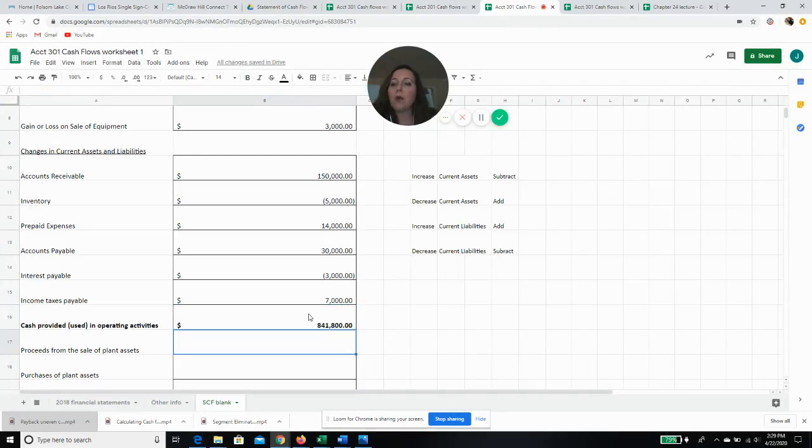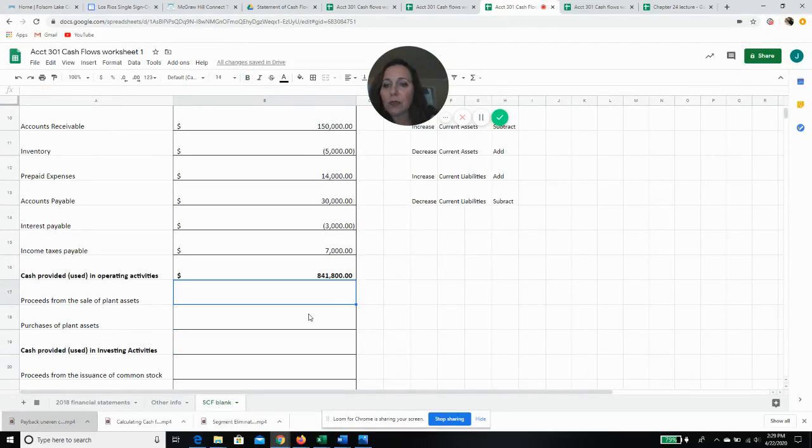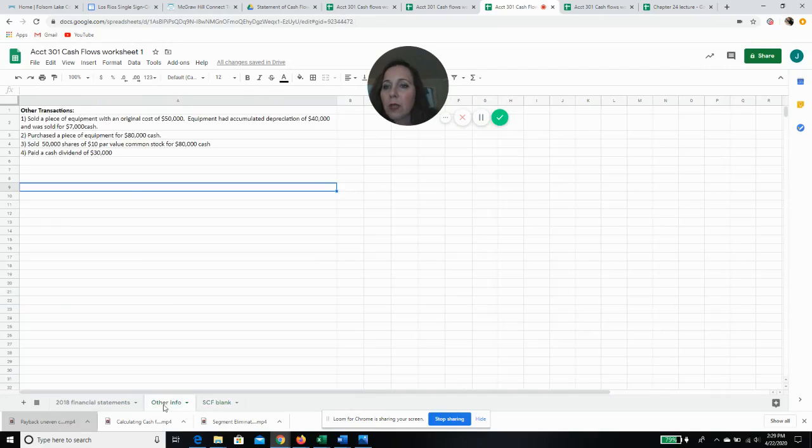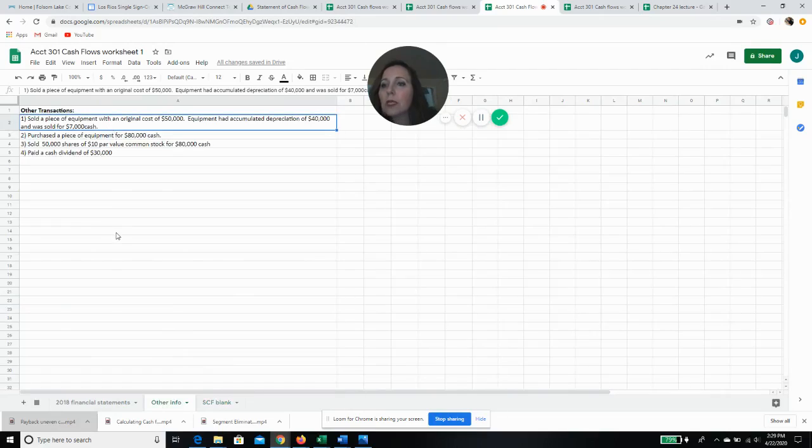Okay, so now we have done operating. Now we're going to do cash flows from investing activities. And for this, I'm going to go to my other information. So the first thing I'm told is I sold a piece of equipment with an original cost of $50,000, and the equipment had accumulated depreciation of $40,000 and was sold for $7,000 cash. So the part we're interested in is the $7,000 cash that we received.